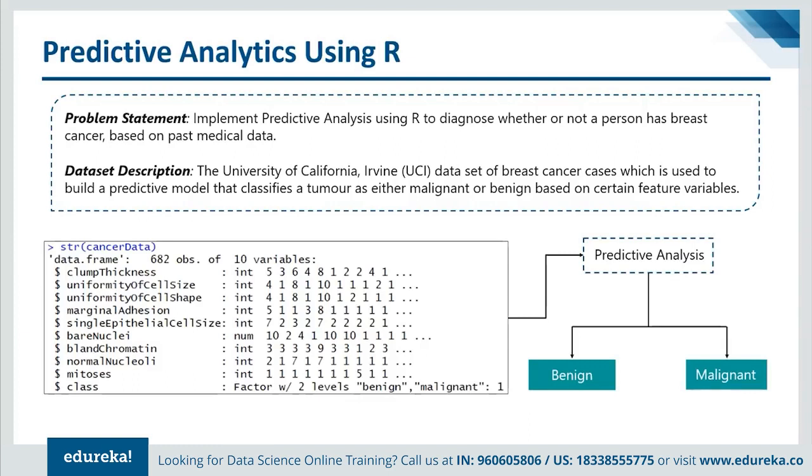We have uniformity of cell size, uniformity of cell shape, marginal adhesion, bare nuclei, and normal nuclei. So there are certain variables that can be used to detect whether a certain tumor is benign or malignant. We're basically detecting if a person has breast cancer or not. I hope all of you are clear with our problem statement and data set description.